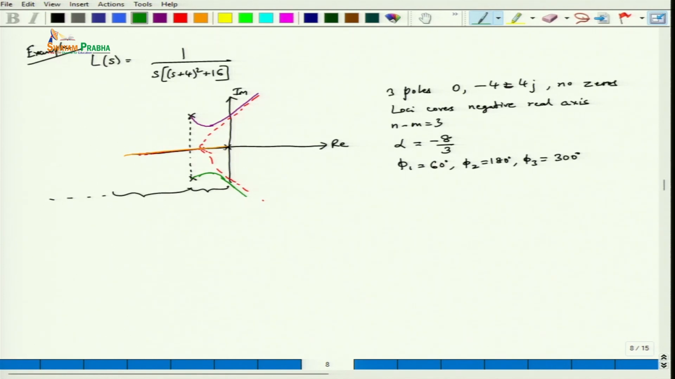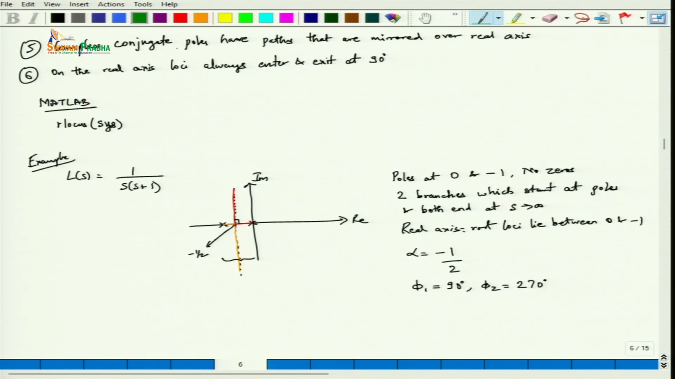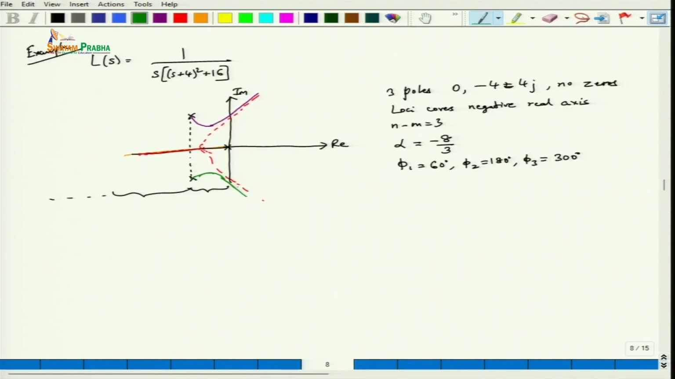So this root locus, basically the reason why this pole starting from s equal to 0 went again at minus 180 degrees is because we had to satisfy this rule, that the complex conjugate poles have paths that are mirrored over the real axis. So as you can see, both this path here and this path will be mirrored with respect to each other. So this way we can get a rough sketch of the root locus for this particular system.